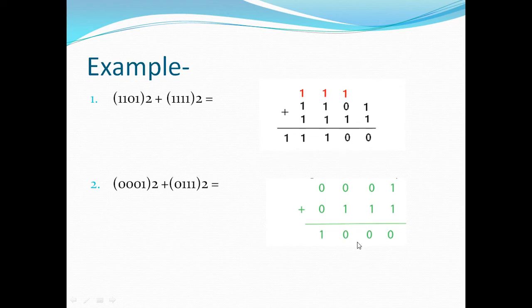Let's understand the second example. Again we have two ones, 1 plus 1, the sum is 0 and carry is 1. Here we have a carry 1, so 1 plus 1. Again two ones, sum is 0, carry 1. Again two ones, sum is 0 and carry 1. A single 1 plus any number of zeros is always 1.